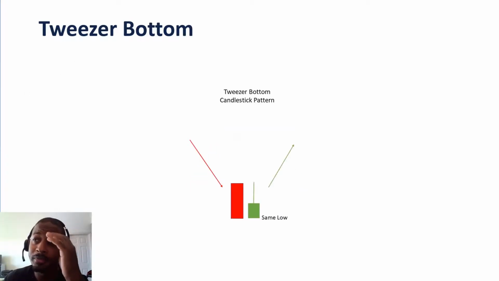Tweezer bottom. Same lows. The candlesticks will show you that. A tweezer bottom is basically a bullish reversal candlestick pattern, and it's formed when a downtrend has happened. You can tell here the stock's been going down, down, down, down, down, and then all of a sudden you've got a bearish candle and a bullish candle together, but the bullish candle and the bearish candle are at the same price with the open and close, which is going to start to indicate, hey, this thing is going to be changing. All right. So that's something that's good to know there.